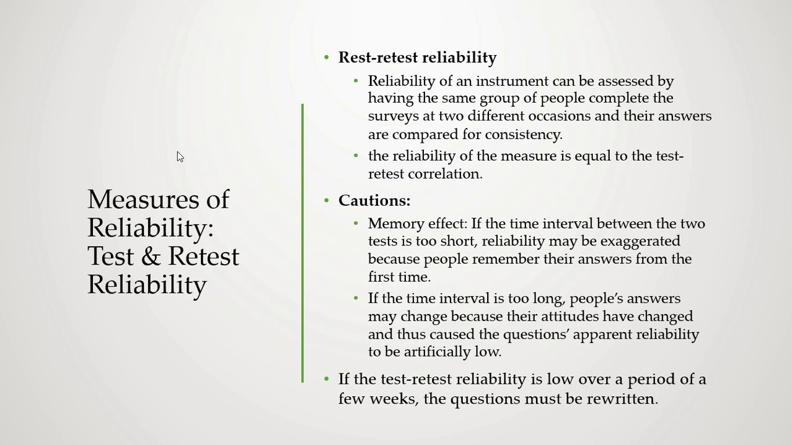If the correlation is high, it's an indication of high reliability. The tricky question about using test-retest reliability is how long a delay should be given between the two tests. If the time interval is too short, reliability may be overestimated because the respondents still remember their answers from the first time. If the time interval is too long, people's answers may change because their attitudes have changed, and thus cause the question's apparent reliability to be artificially low.